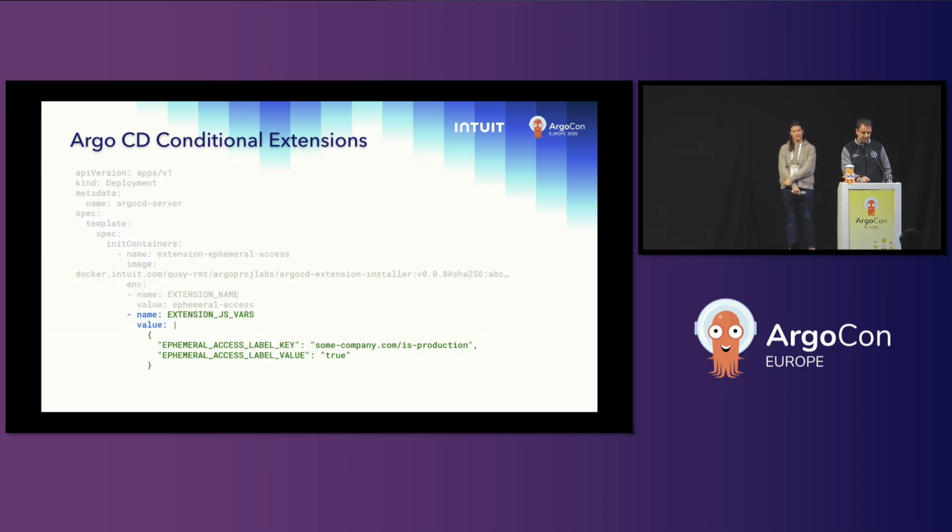So this is driven by this particular configuration here. And what you're seeing here is the patch that can be applied in the Argo CD API server to install the ephemeral access extension, okay? And here at the bottom is the piece that enables the conditional extension, which is mainly telling the ephemeral access extension that it should look for a label with this key and this value in order to make the ephemeral access extension available or not, okay?